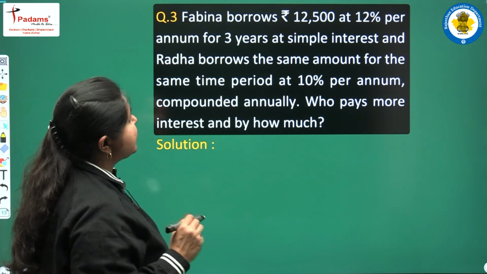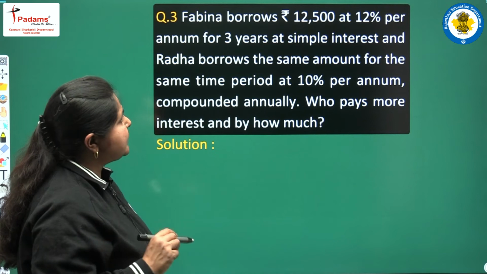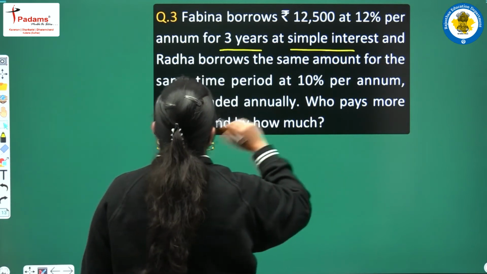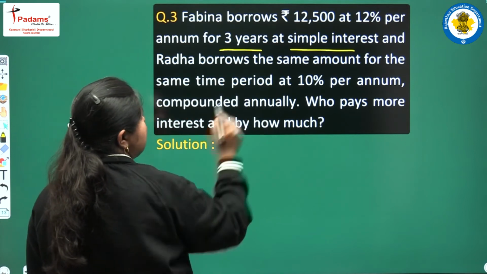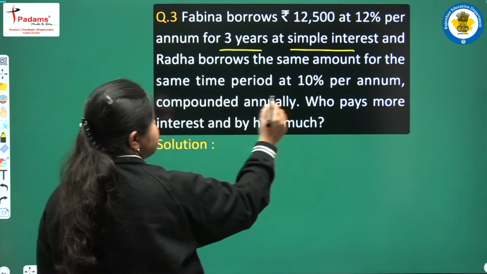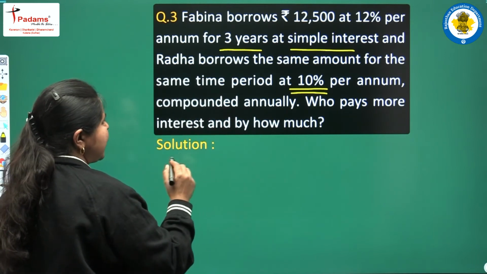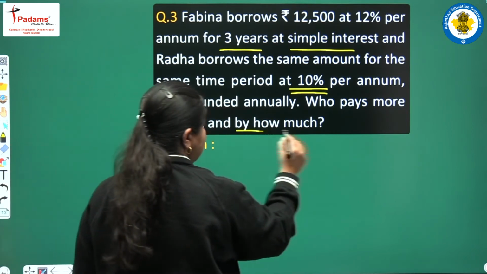Fabina borrows rupees 12,500 at 12% per annum for 3 years at simple interest, and Radha borrows the same amount for the same time period at 10% per annum compounded annually. Who pays more interest and by how much?